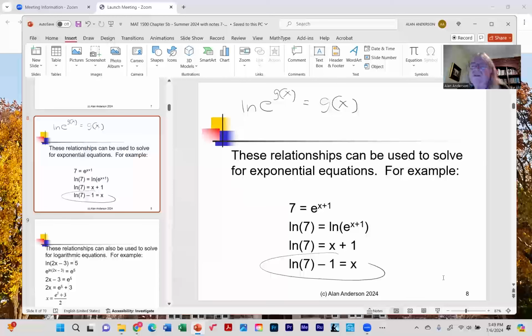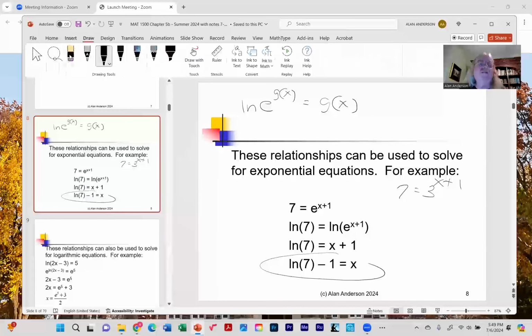Oh, now that wasn't so bad. Okay, so in other words, once we recognize that we can simplify using the properties of logarithms, if e is the base, then we'll use natural logs. If we had something different, like 7 equals 3 to the x plus 1, you would then want to use the log base 3. Otherwise, you're just making a bigger mess.